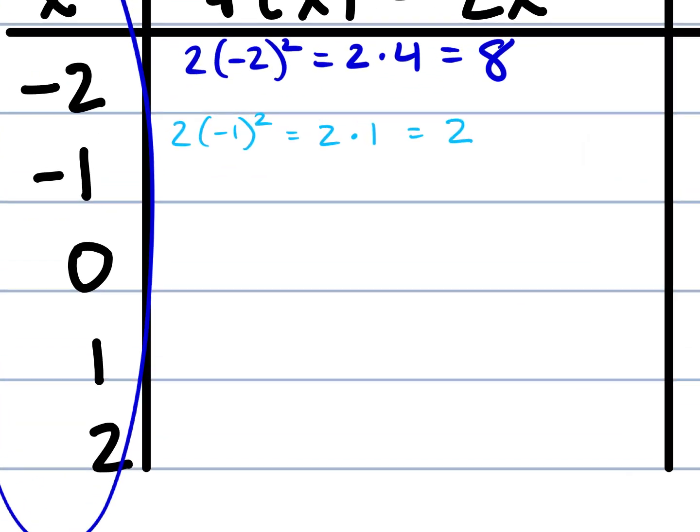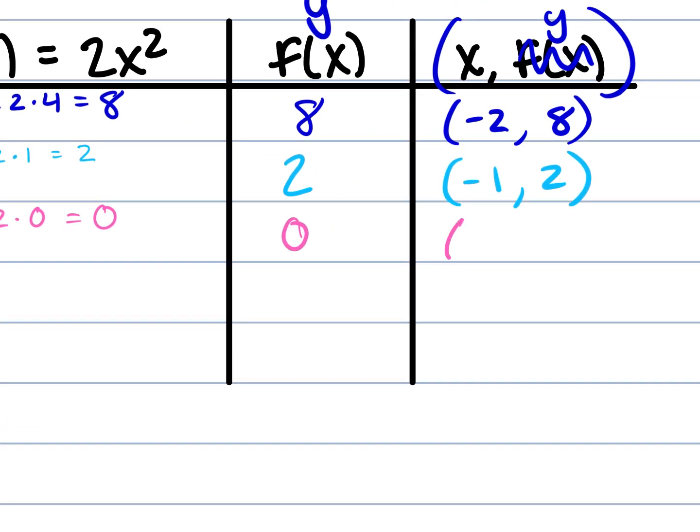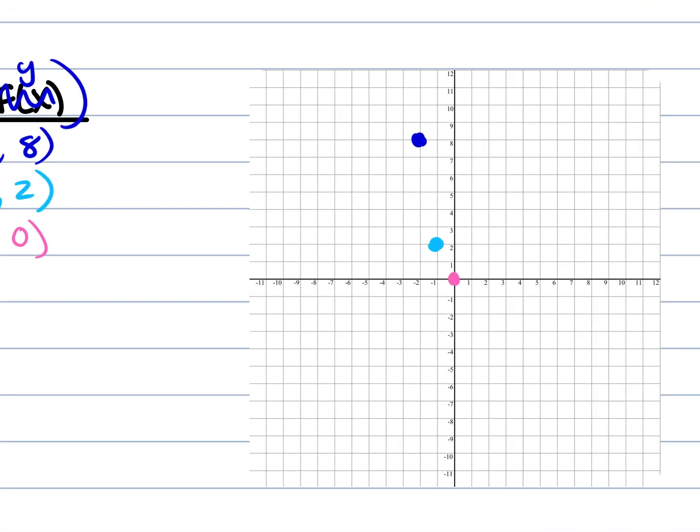Next, let's plug in 0. 2 times 0 squared. What's 0 squared? 0. And 2 times 0? 0. So we plugged in 0, got 0. So our point would be 0, 0. So we're going to put a point at 0, 0.